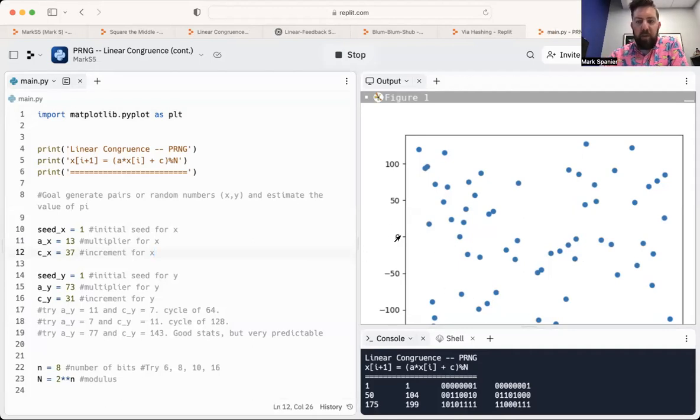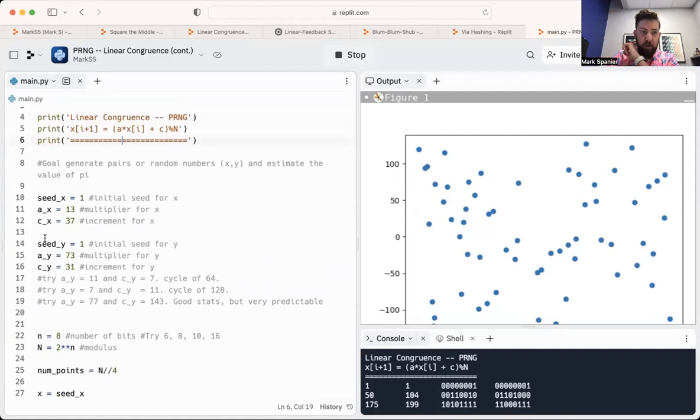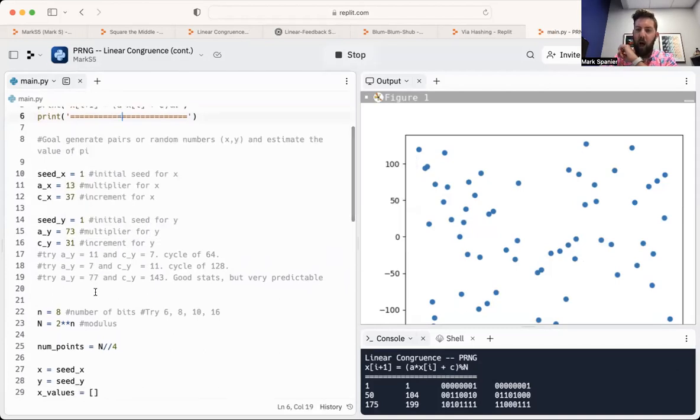Over on the right, you'll hopefully see a scatter plot of some things. So here I'm going to have to pull in some packages to do some of the plotting for us. What I'm going to have in this first run is this linear congruence one. So what I'm doing is I'm going to create a bunch of X values. They're going to have a specific seed. They'll have their own multiplier. They'll have their own increment. I'm going to create a bunch of Y values with the same seed, but slightly different multipliers and increments. The one thing that they will have in common is that they'll have the same modulus.